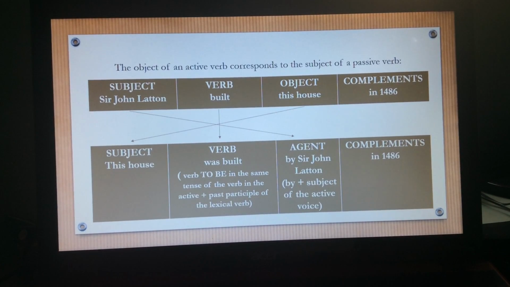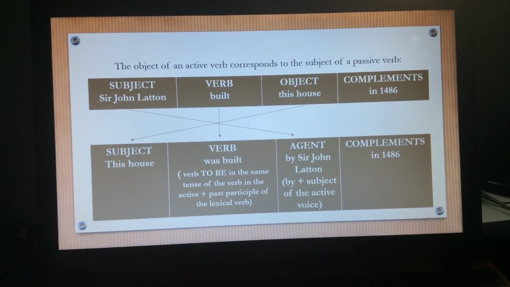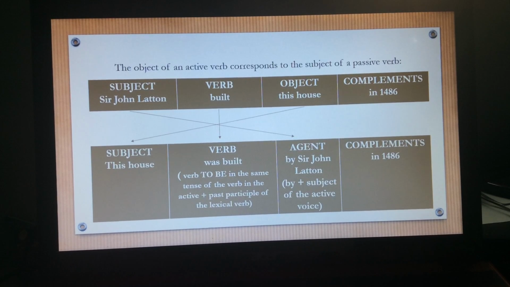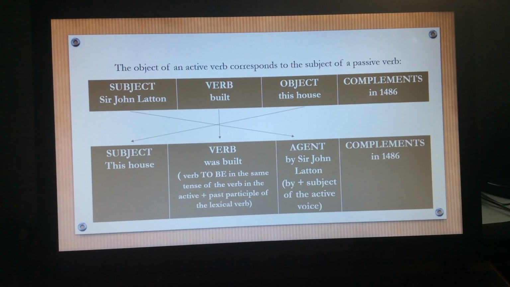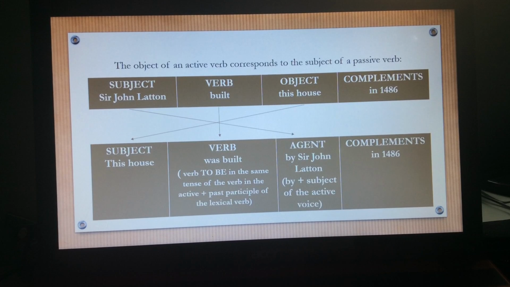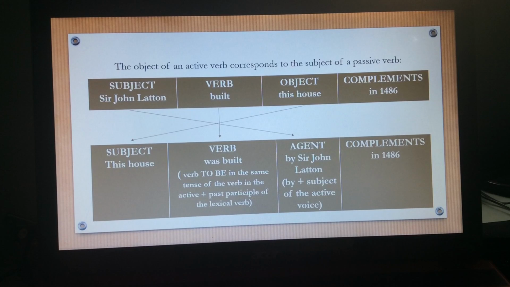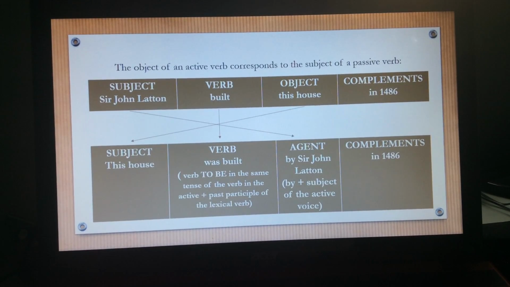How do we transform a verb into the passive? Well, it's not difficult. The first question is, the verb in the active sentence is in what tense? In this case, we have built, the past simple of the verb. So I have to write the verb to be in the same tense as the verb in the active one. If built is in the past simple, I have to write the verb to be in the past simple, so it was or were, depending on the subject. In this case, this house is singular, so I use was. And then I write the participle, was built.